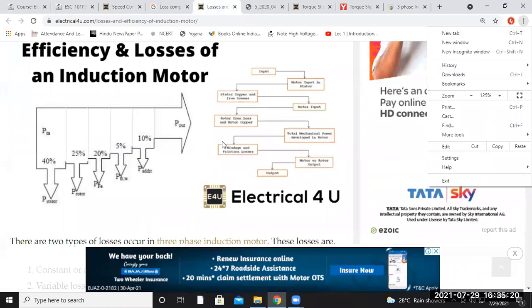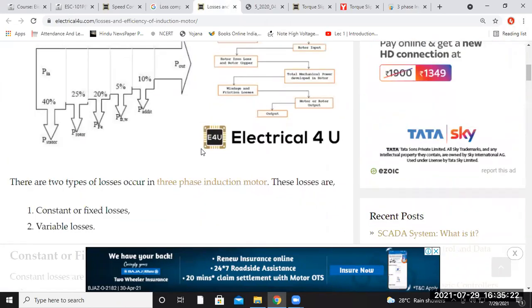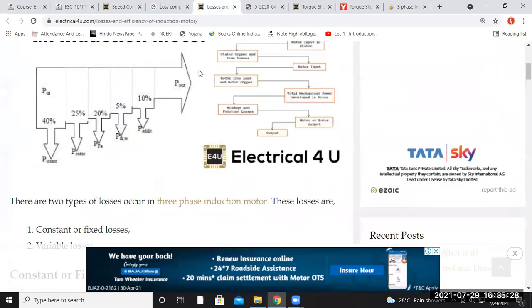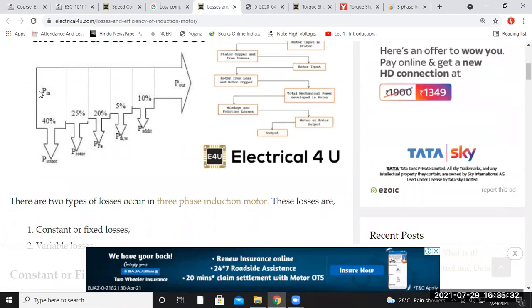From here you can see that there are two types of losses: constant or fixed loss and variable losses. The percentage of losses that occurs. This is the input part. This is the output part. So there are many losses.